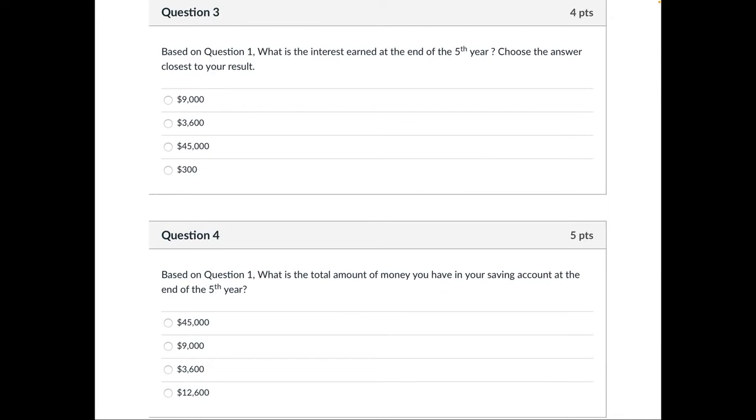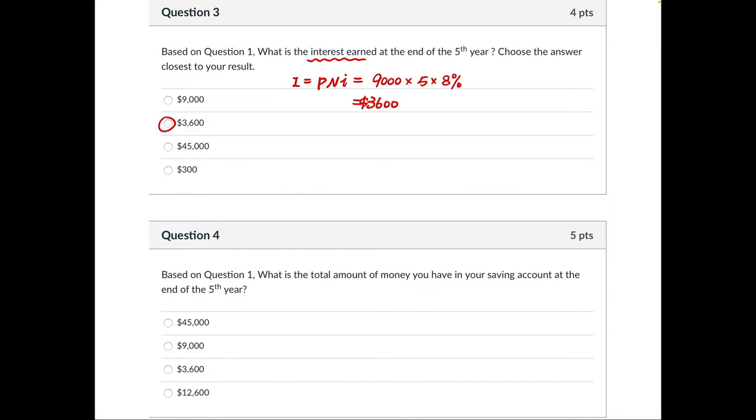Based on question 1, what is the interest earned at the end of the 5th year? So this is talking about the interest earned, so it's I equals P times I times N. And P is 9,000, N is 5, I percent is 8%. So the answer is 3,600. That's the interest you earned.